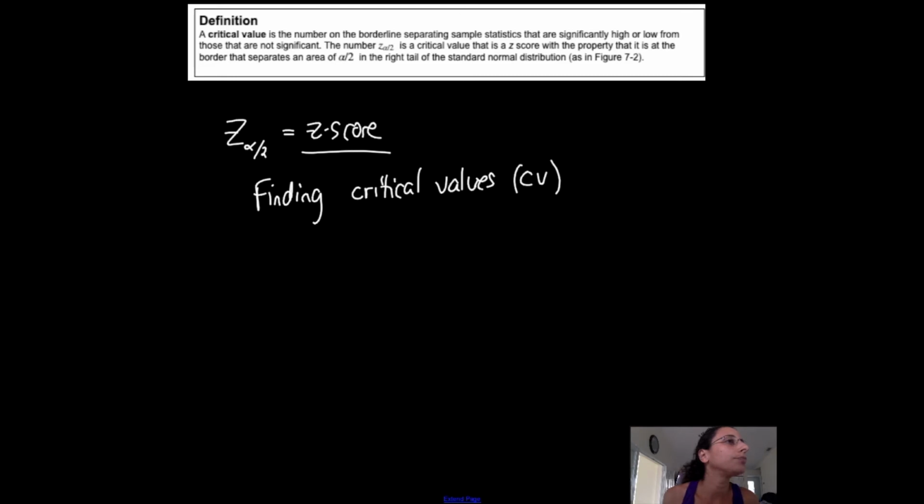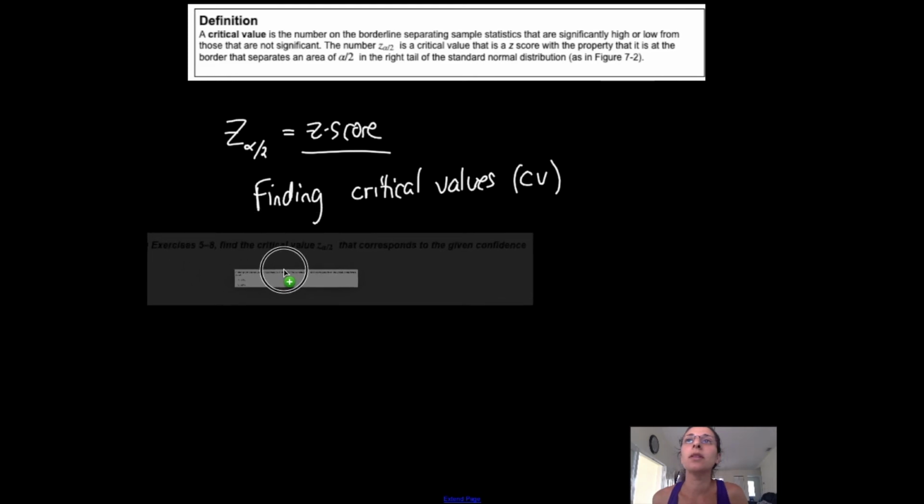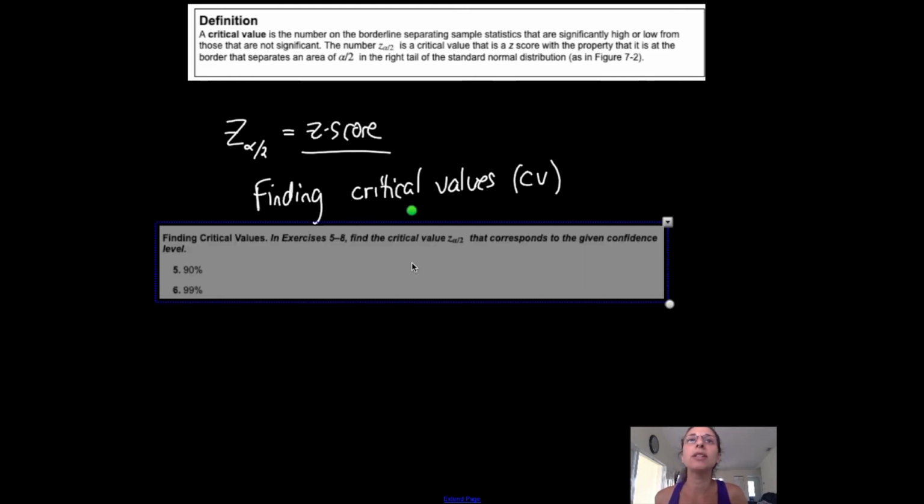I'm not going to do all of these, but I'll do maybe 1 or 2. Find the critical value corresponding to the confidence level. They give you a confidence level and you need the critical value that corresponds to that confidence level. So let's start with number 5. You guys technically already know how to do this, but you might not know that you already know. Your confidence level is given for number 5 as 90%, right? Find the critical value that corresponds to this confidence level.